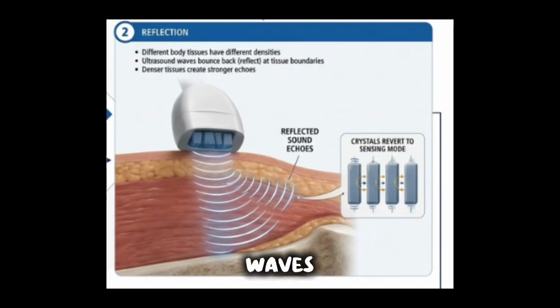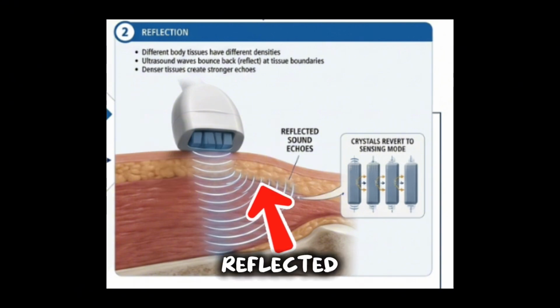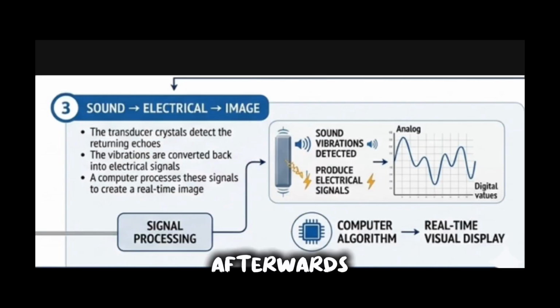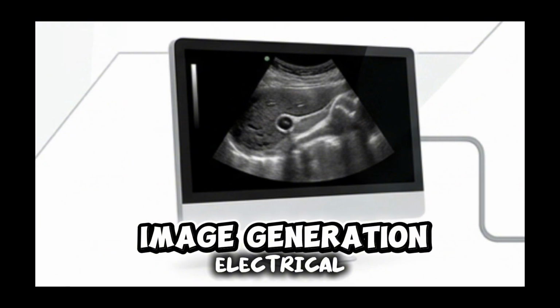When these sound waves travel through tissues, they interact with the different anatomical structures and get reflected back depending on tissue properties. Then afterwards, when the reflected sound waves return back to the transducer, they hit the crystals, and these crystals vibrate again, generating electrical signals once more. Then lastly, these electrical signals are processed by the machine to create the ultrasound image that you see on the screen.